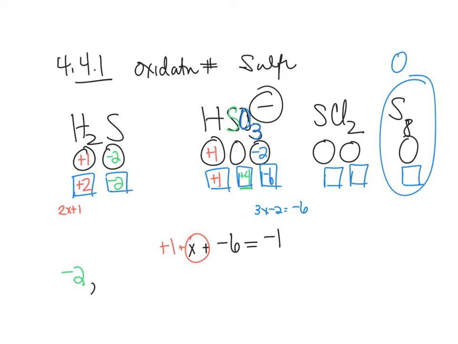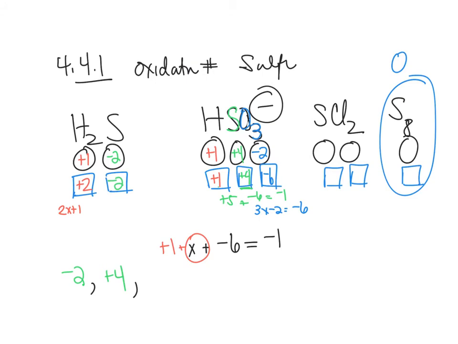Is that right? So 4 + 1 is +5, and a -6 equals a -1. So we need +4. There's only one of them, so +4 is the answer for that compound, for that element. All right, so let's go to the next one.